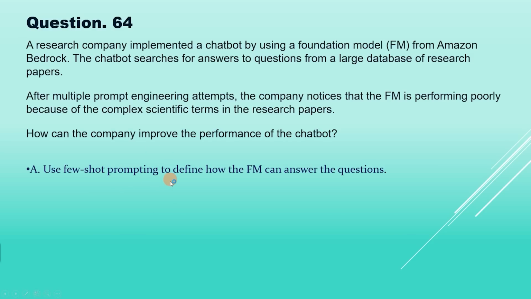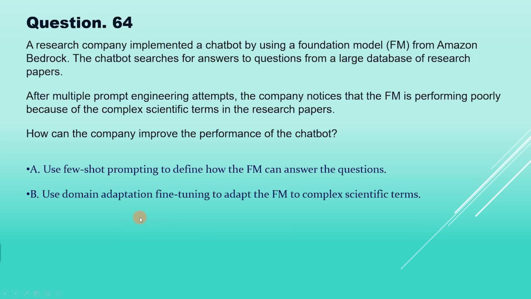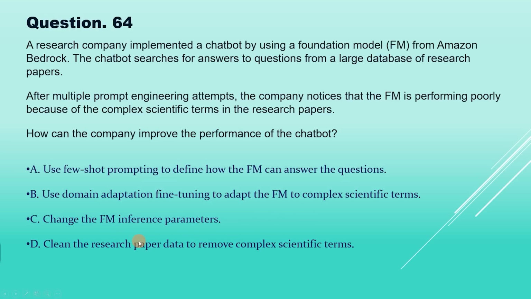Option A, use few-shot prompting to define how the FM can answer the questions. Option B, use domain adaptation fine-tuning to adapt the FM to complex scientific terms. Option C, change FM inference parameters. Option D, clean the research paper data to remove complex scientific terms.